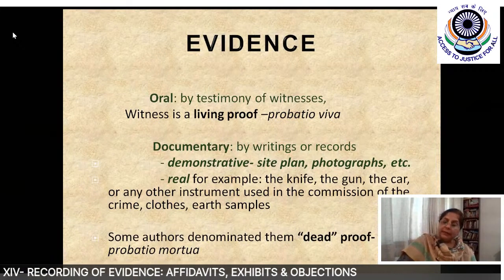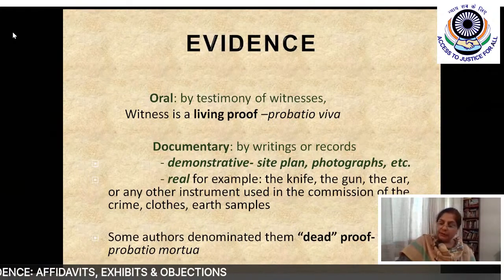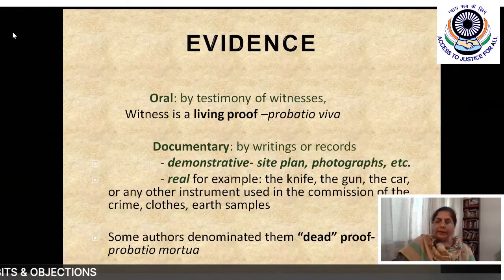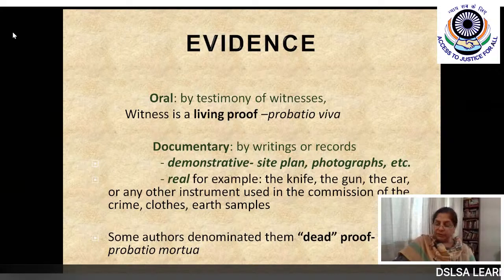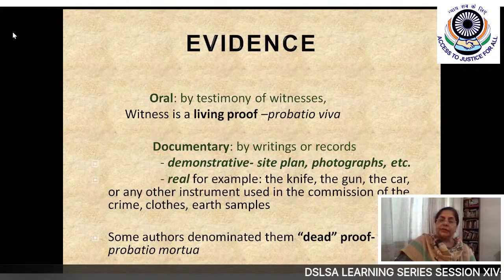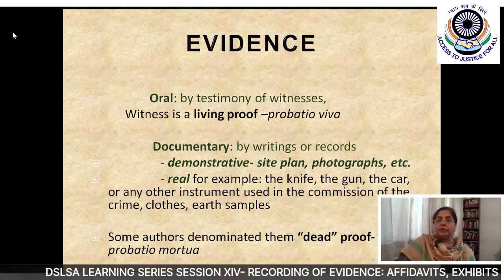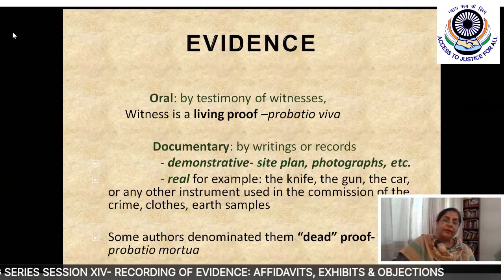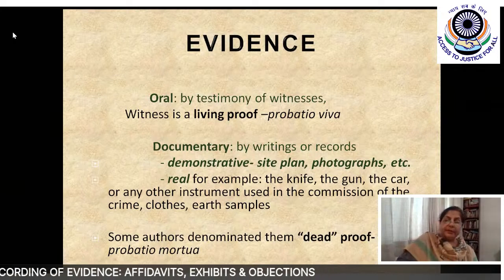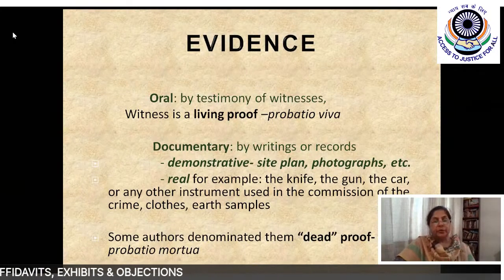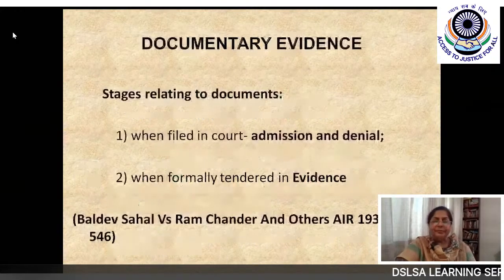One must understand that documentary evidence can be of two types. One can be the document, demonstrative, and the other is the real or the objects which are relevant while we are doing a trial. This kind of documentary evidence has been termed as dead proof or probatio mortua.